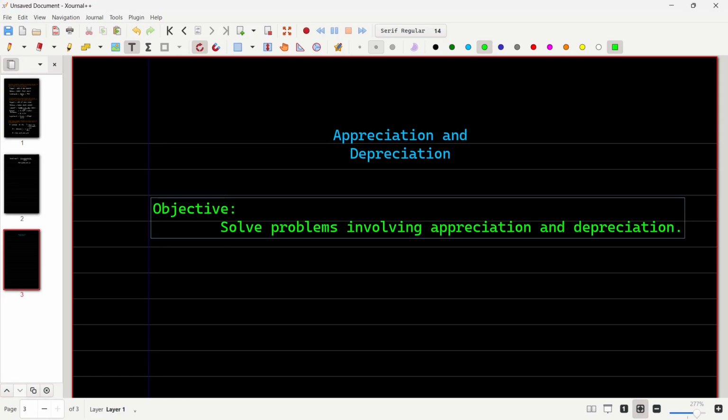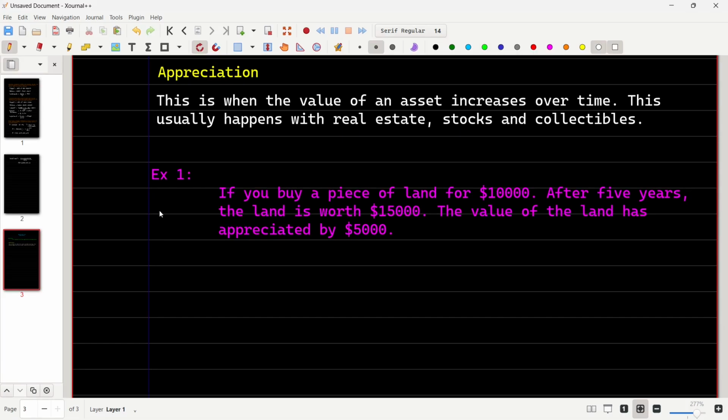Appreciation is when the value of an asset increases over time. This usually happens with things like real estate, stocks, and collectibles. Let me write that definition down along with an example. So that's your note, and this is your example. If you buy a piece of land for 10,000, after 5 years the land is worth 15,000. The value of the land has appreciated by $5,000.